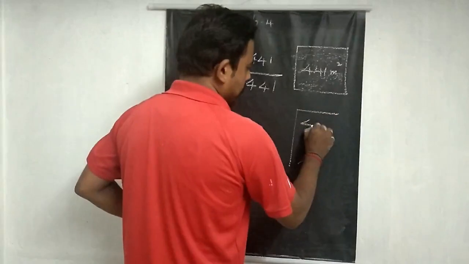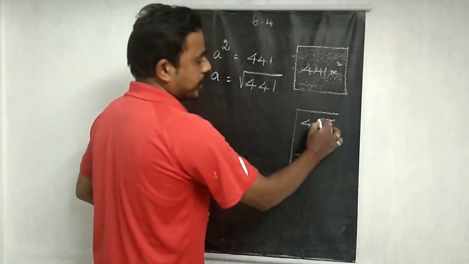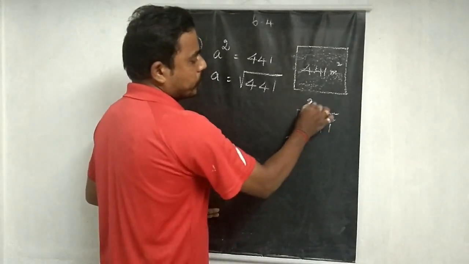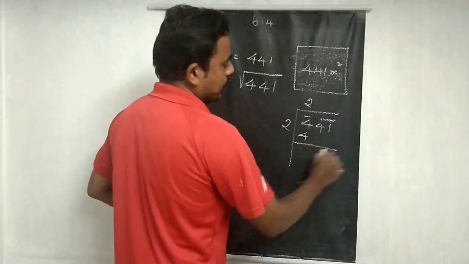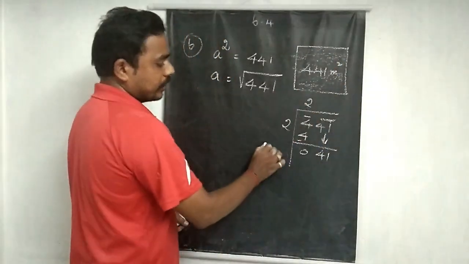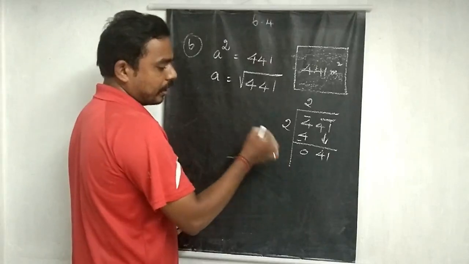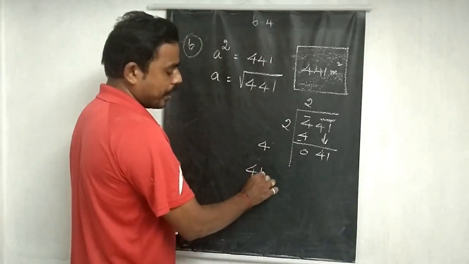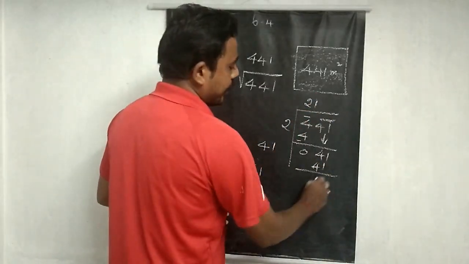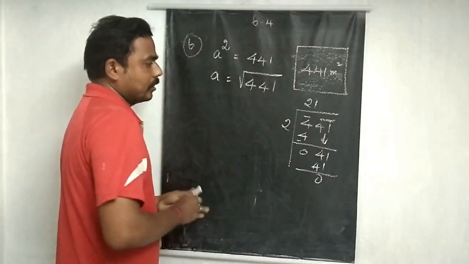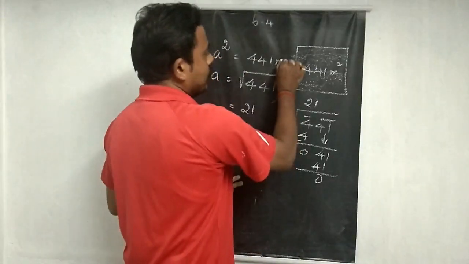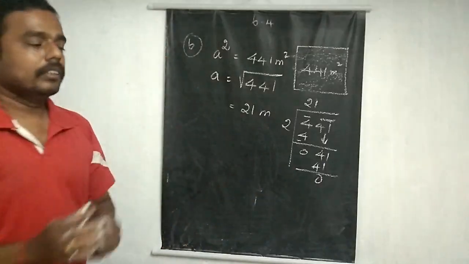Any method you can follow to find this type of answer. Suppose long division method, 441. Write the pairs, 41 and 4. Here 2 twos are 4. Remaining 0, subtract, so 0, and bring down 41. Now we write 4, we can introduce one number and multiply. So 4 and 1 means 41. Multiplication is 41, so I can introduce 1. So 41, finally 0. So the square root of this number is 21. Since the area is 441 square meters, the side value is 21.